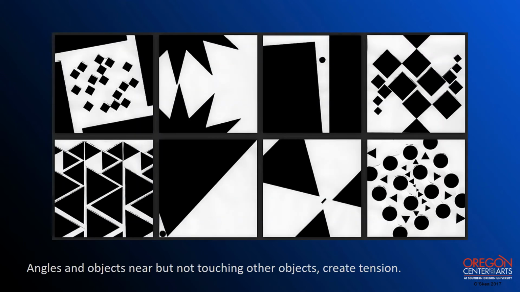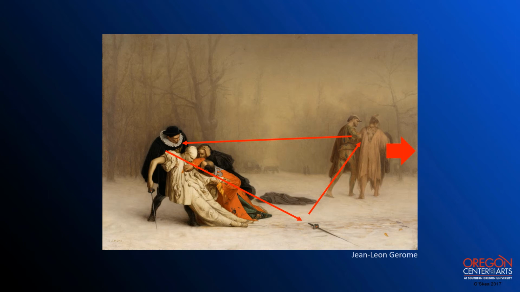Angles and objects that are near but not touching each other create tension. Objects that are breaking through the edge of the composition, objects that are near the edge of the composition, objects that are at the points of a triangle, or objects that are surrounded by things are going to create tension. Lots of things are creating tension in the way that our eye is moving through.